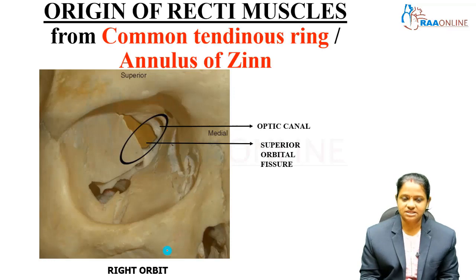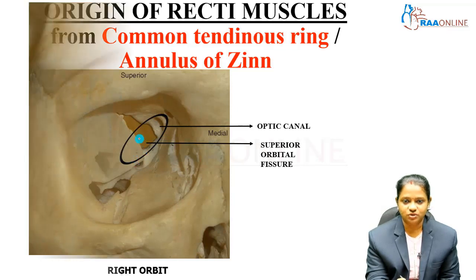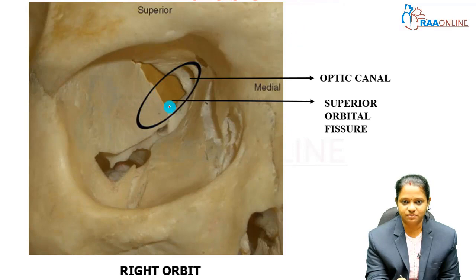The recti muscles take origin from a common tendinous ring, also called the annulus of Zinn. This tendinous ring is attached here like this, enclosing the optic canal and the medial part of the superior orbital fissure. This ring is attached to a tubercle on the inferior margin of the superior orbital fissure, and above it is attached to the lesser wing of sphenoid. The recti muscles take origin from this annulus of Zinn.